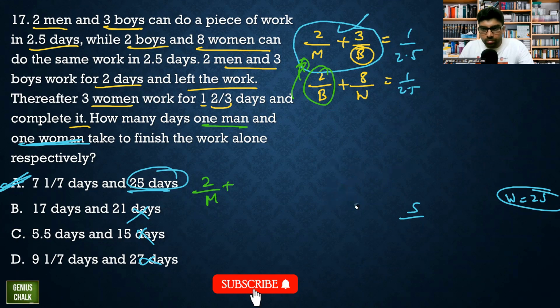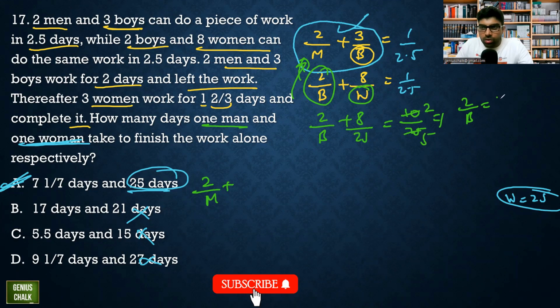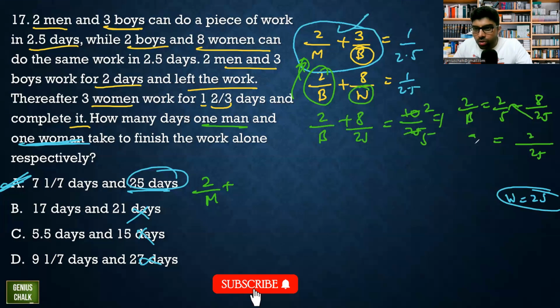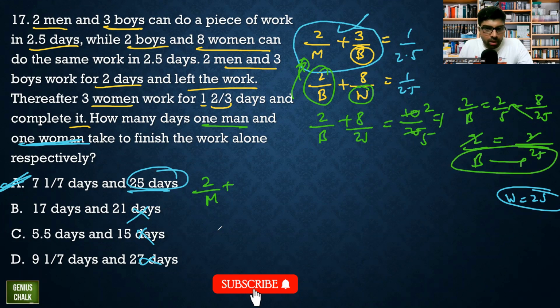You see, 2 by B plus 8 by 25 is 2 by 5. So 2 by B is equal to 2 by 5 minus 8 by 25. So this is 2 by 25, because 5 twos are 10, 10 minus 8 is 2. So 2 by B, the 2 cancels. One boy can do the work in 25 days, and one woman can do the work in 25 days as well.